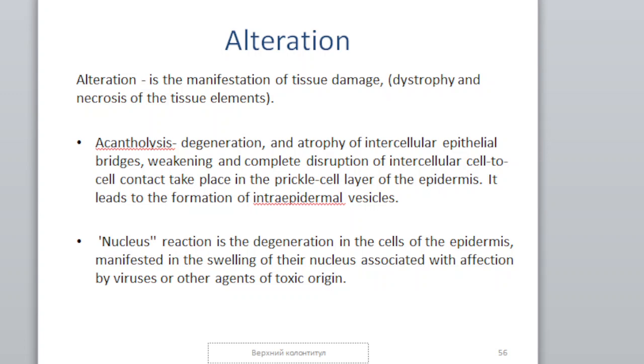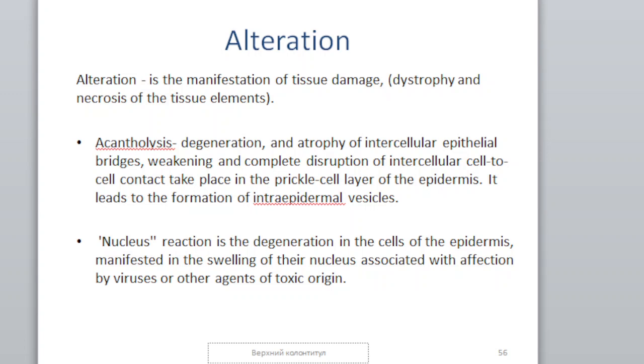Alteration is the manifestation of tissue damage, dystrophy and necrosis of the tissue elements. Acantholysis: degeneration and atrophy of intercellular epithelial bridges, weakening and complete disruption of intercellular cell-to-cell contact take place in the prickle cell layer of the epidermis. It leads to the formation of intraepidermal vesicles.